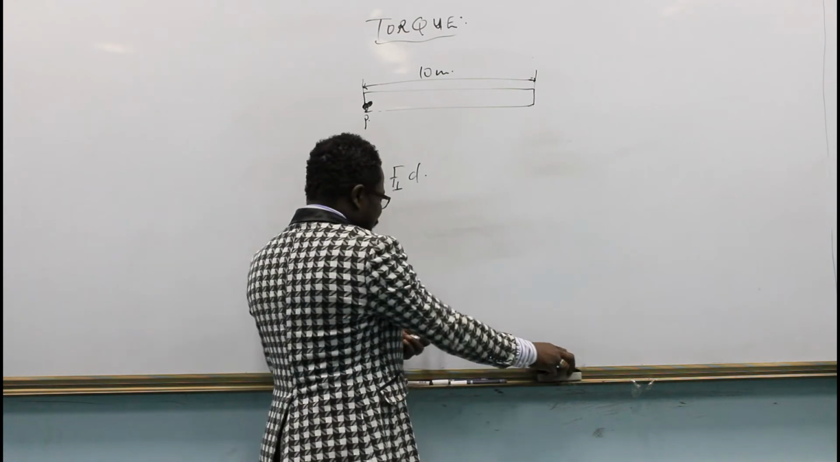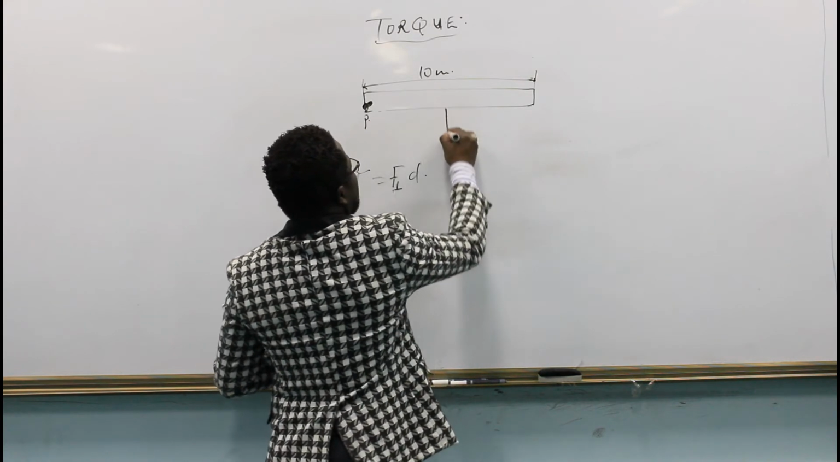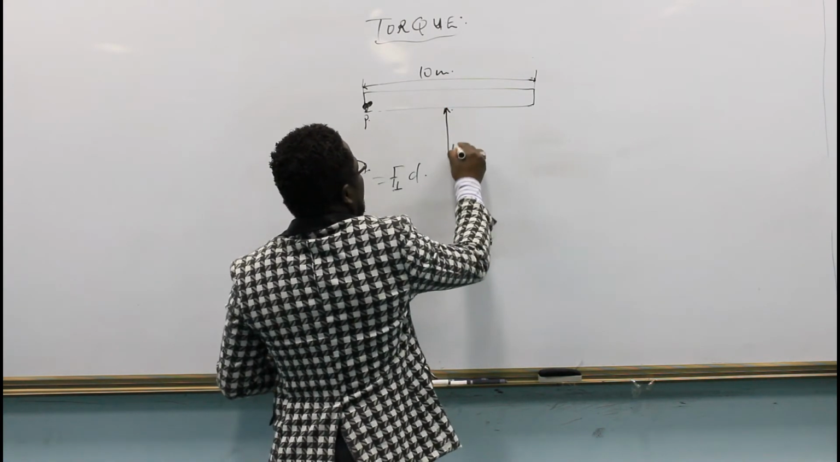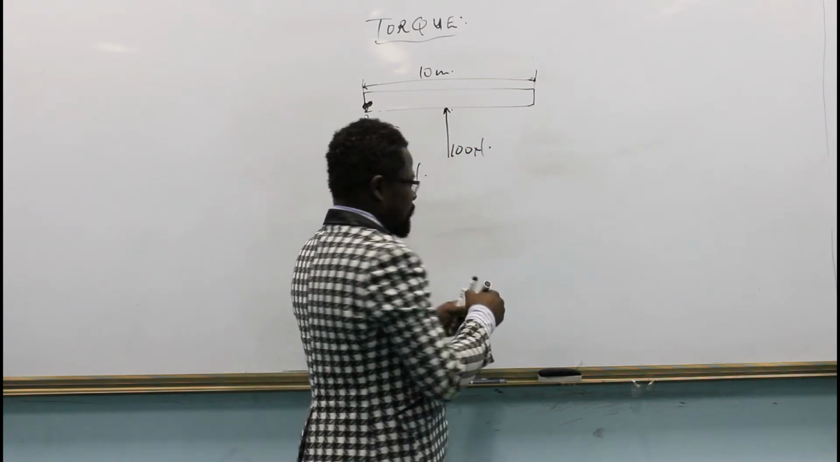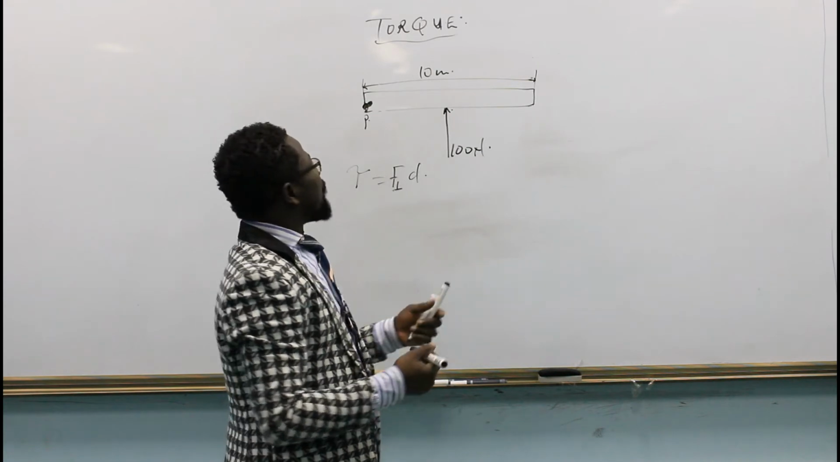The force is applied at the center of the beam. So let's say we have here, our force is now here, 100 Newton force. It's now applied at the center of the beam. And we need to find the what?